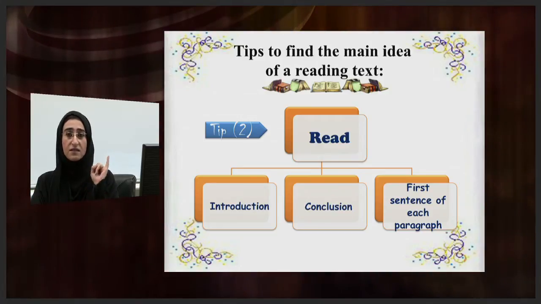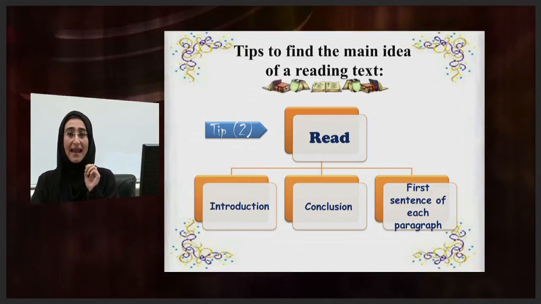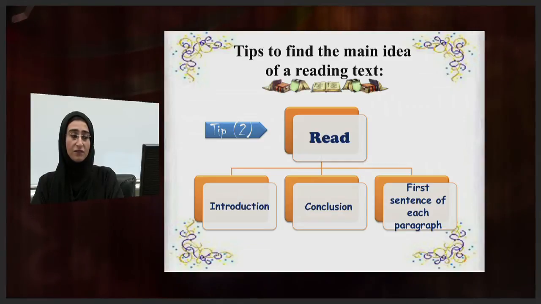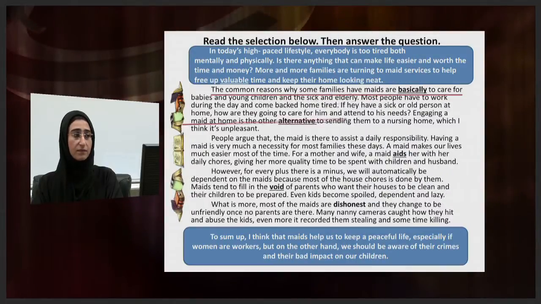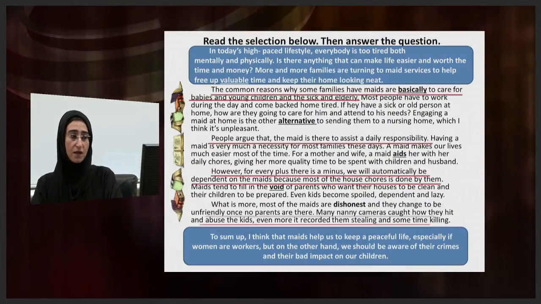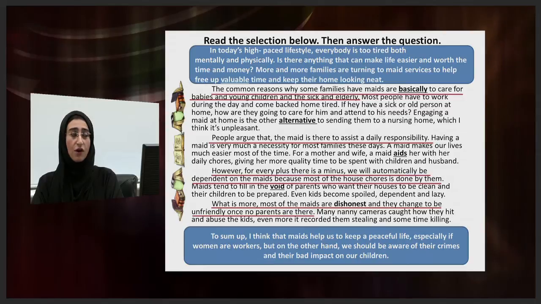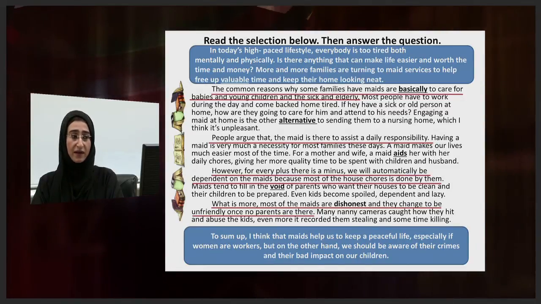The first thing is the introduction, and then you're going to move to the conclusion. After that, if you didn't get the main idea, you have to go through the first sentence of each paragraph. So you may get the main idea in the introduction, conclusion, or you may guess it through the first sentence in each paragraph.